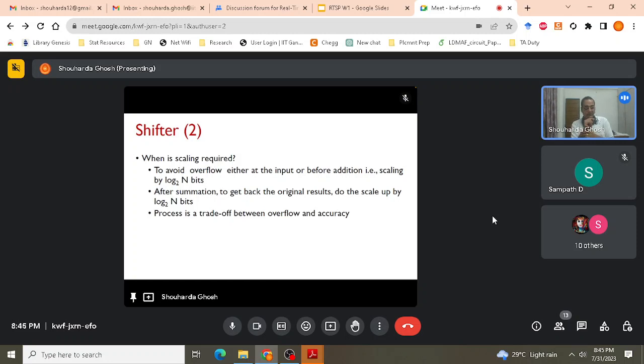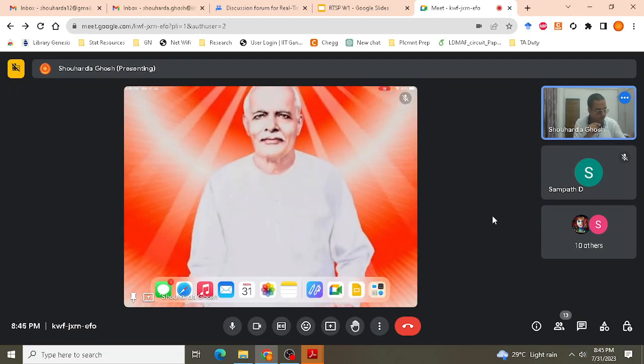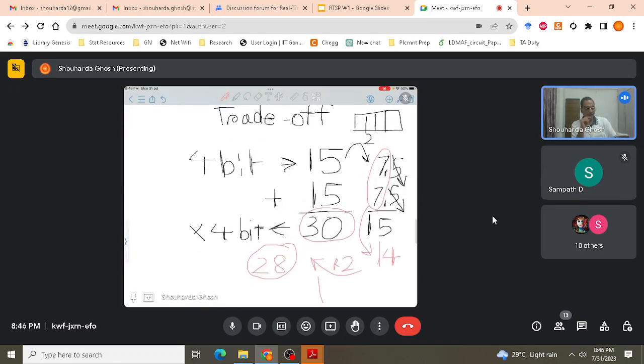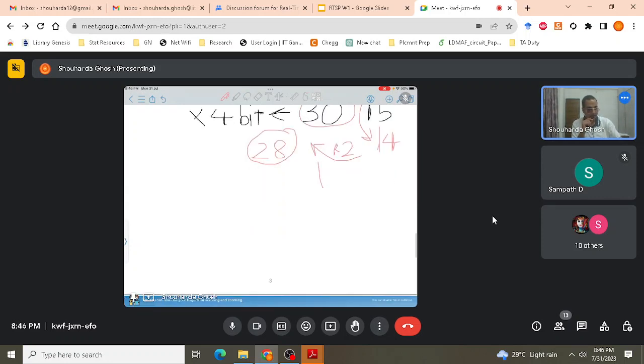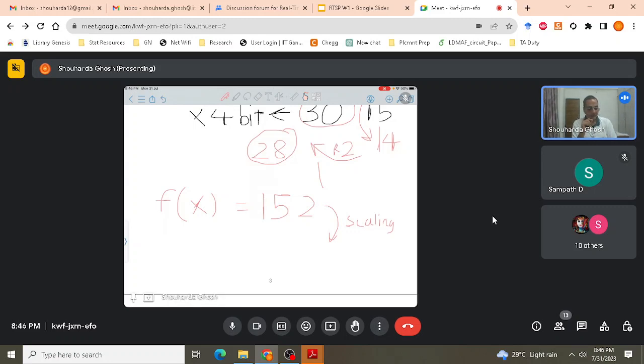Let's suppose you are doing some kind of signal processing algorithm, some kind of mathematical manipulation. You are supposed to do some function on some number and get 152, but because of hardware constraints and this scaling, just like above, you may lose something. Just like here, instead of 30 you got 28, instead of 157 you are getting 152, you are getting 147.